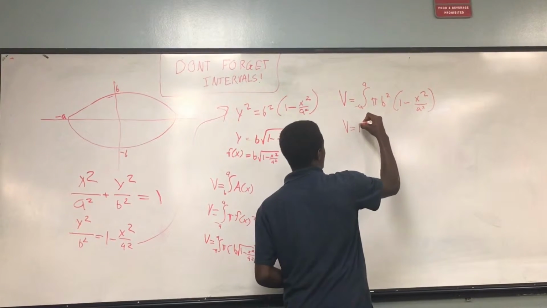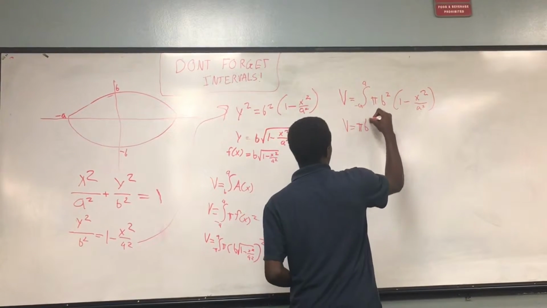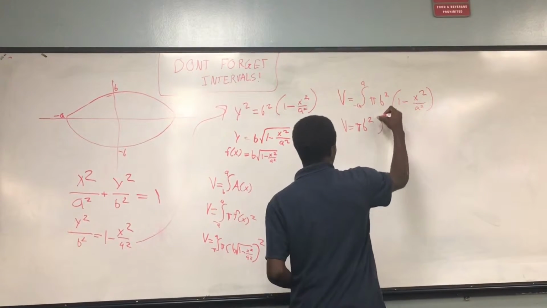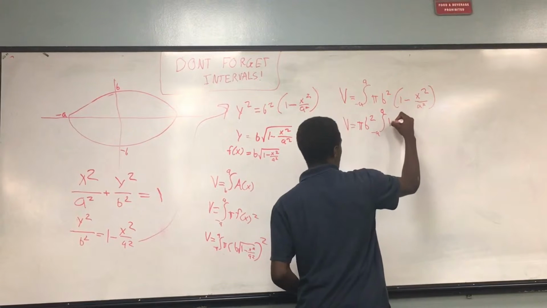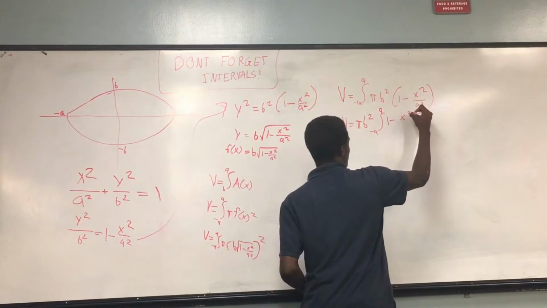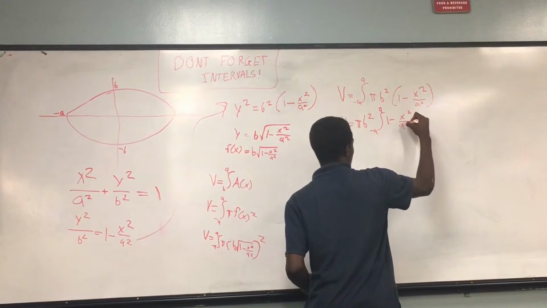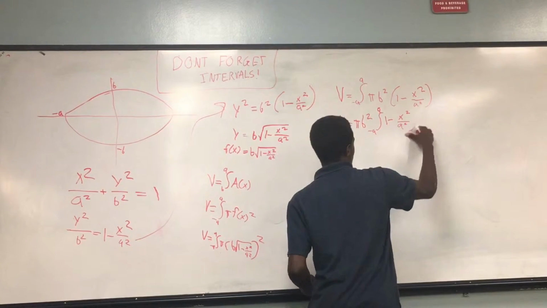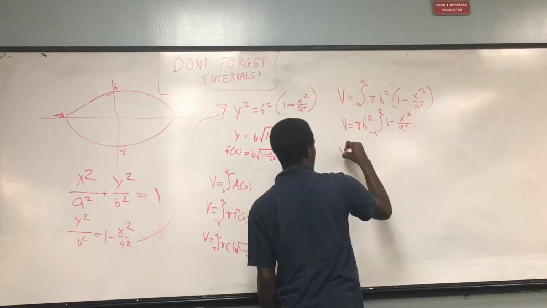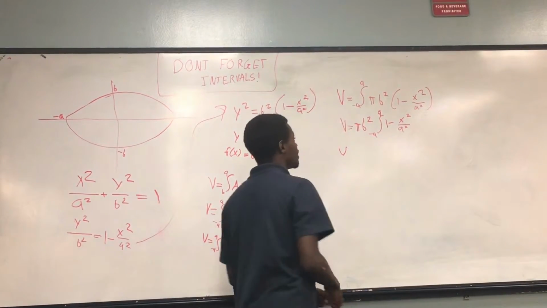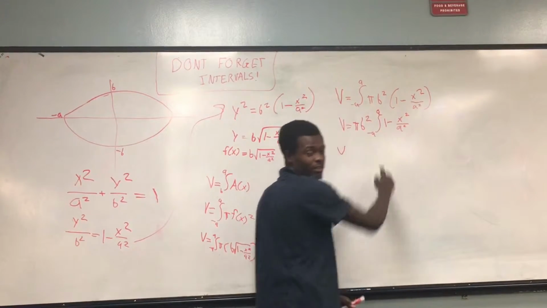Forgot to put the constants outside. Pi b squared, and then the integral from a to negative a of 1 minus x squared over a squared. And now we can solve for this interval. That's going to give us, and we're using this one right here.